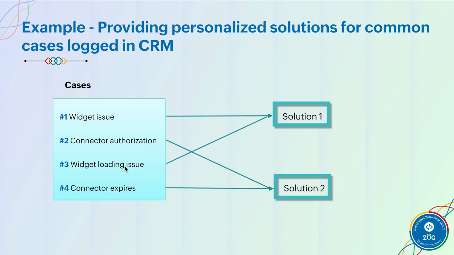But what we are going to try and do is, using the custom action feature, ensure that whenever a commonly arising case, that is a case with a subject that is commonly arising, comes up, we are going to have the solution automatically populated to that case. So that can be achieved using this custom action feature.